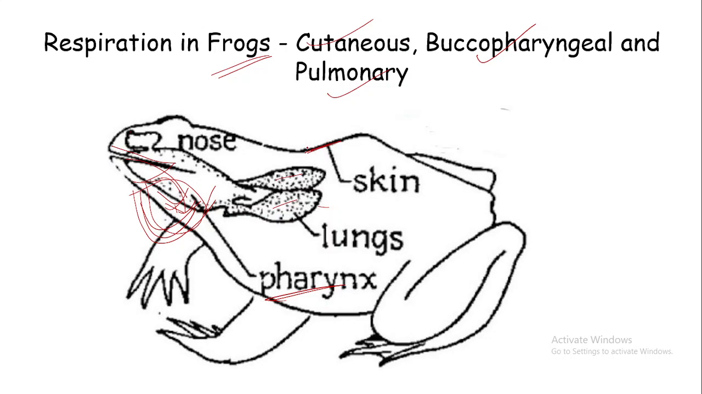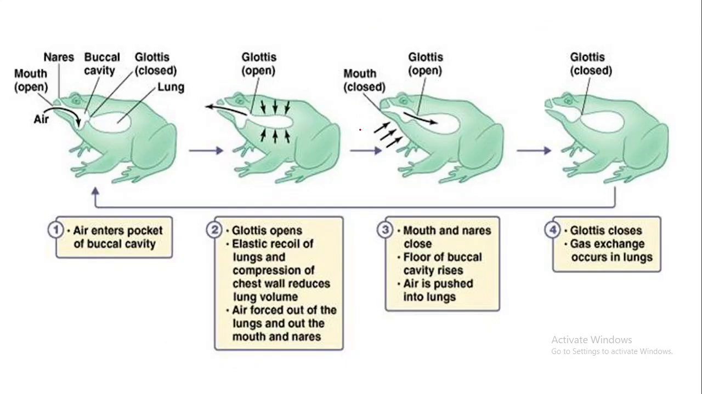Alright, so dissolved oxygen and carbon dioxide get exchanged here. Yeah. So this is just a representation of how exactly the buccopharyngeal and pulmonary respiration takes place in frogs. Let's just see one by one. Air enters pockets of buccal cavity. Okay, here air enters here. Glottis opens. Elastic recoil of lungs and compression of chest wall reduces the air volume. Okay, air is forced out of the lungs and out of the mouth and nares.